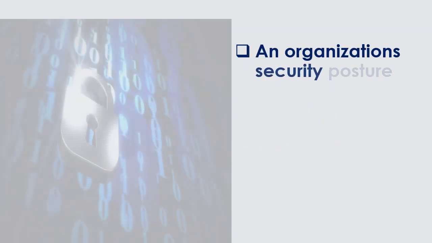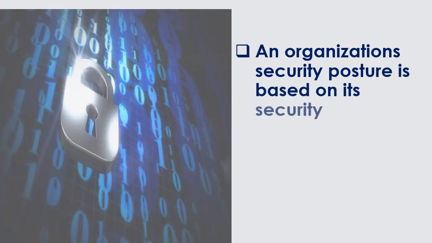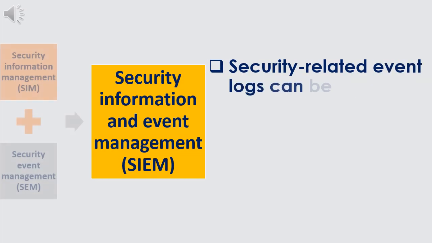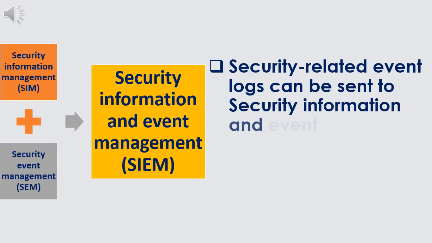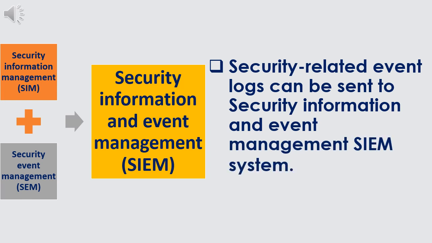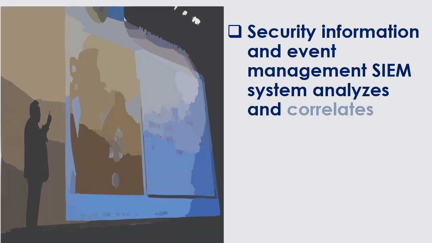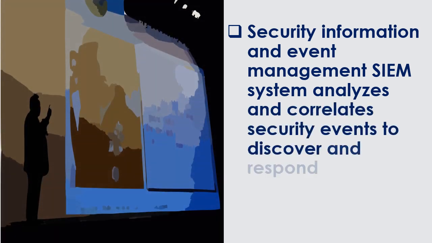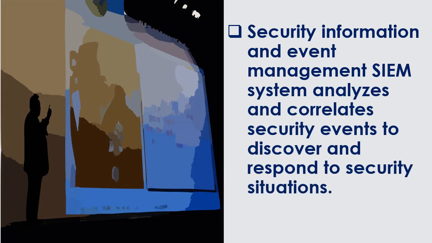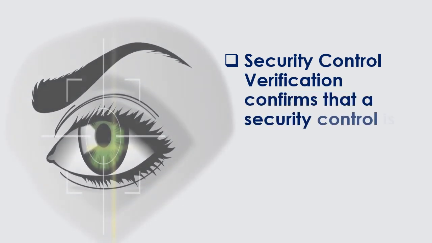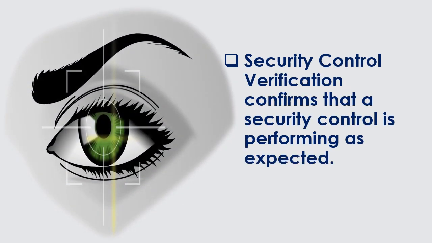An organization's security posture is based on its security policies, standards, guidelines, and procedures. Security-related event logs can be sent to a Security Information and Event Management, SIEM, system. A SIEM system analyzes and correlates security events to discover and respond to security situations. Security control verification confirms that a security control is performing as expected.